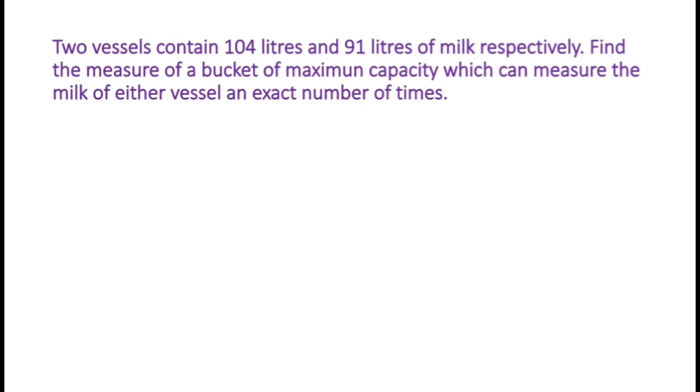Next problem. Two vessels contain 104 liters and 91 liters of milk respectively. Find the measure of a bucket of maximum capacity which can measure the milk of either vessel an exact number of times. So here the question is, we need to find the maximum capacity of a bucket. Maximum is nothing but HCF. Maximum, greatest, these all indicate that we need to find HCF.